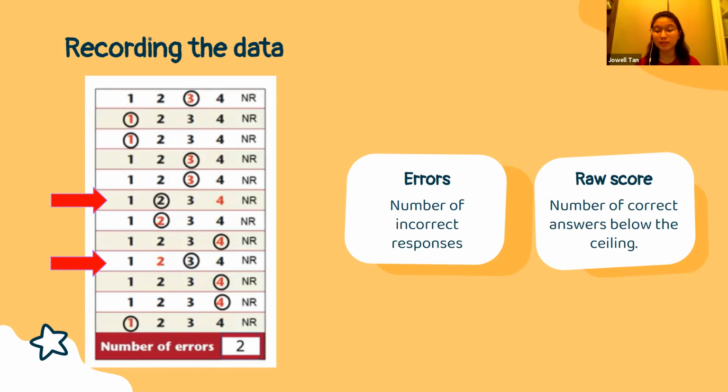Another term that we need to know when recording the data is the raw score. The raw score refers to the number of correct items below the ceiling. And this raw score can be calculated by subtracting the number of errors from the ceiling item.